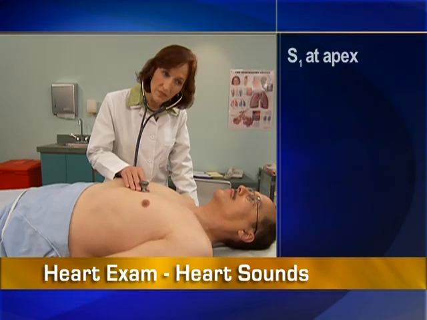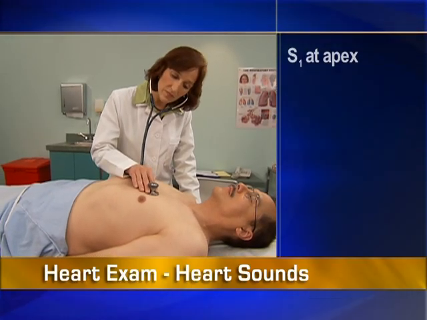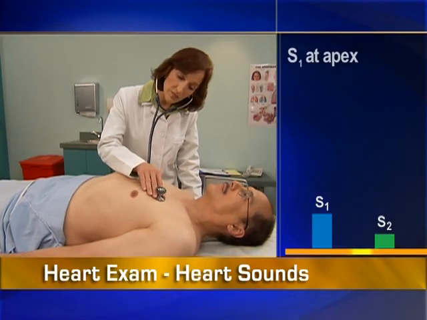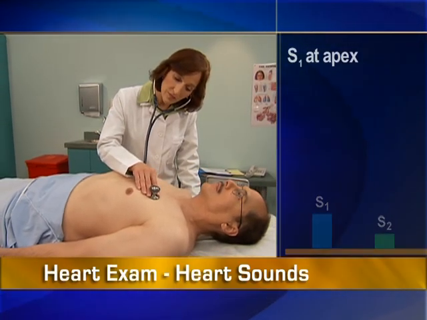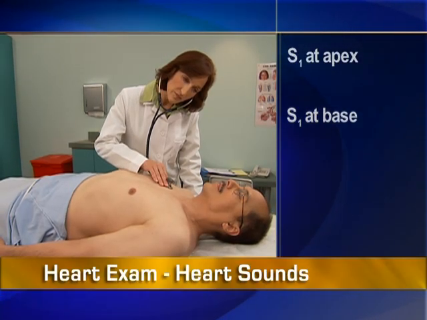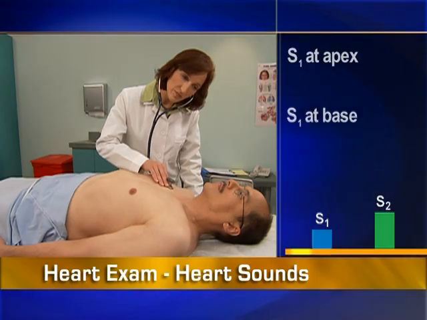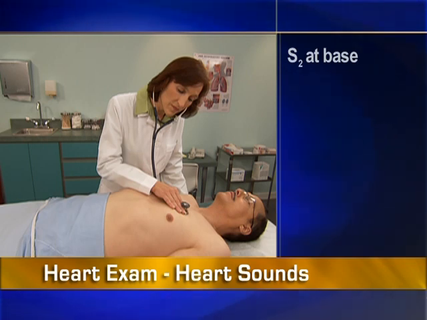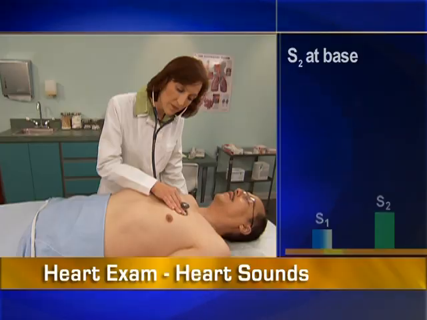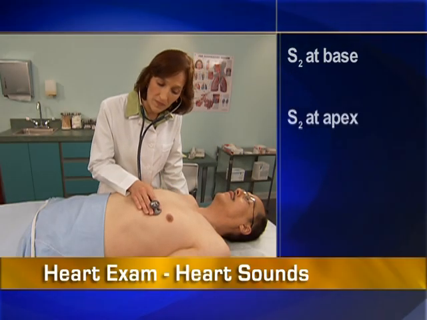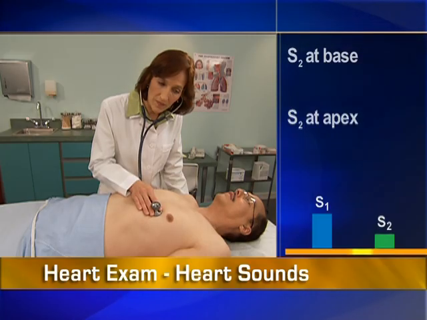S1 is caused by closure of the AV valves. It is loudest at the apex and sounds like this. At the base, S1 sounds like this. S2 is caused by closure of the semilunar valves. It's loudest at the base, where it normally sounds like this. At the apex, it sounds like this.